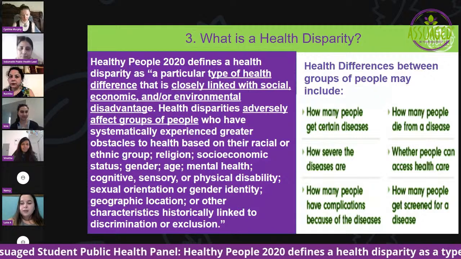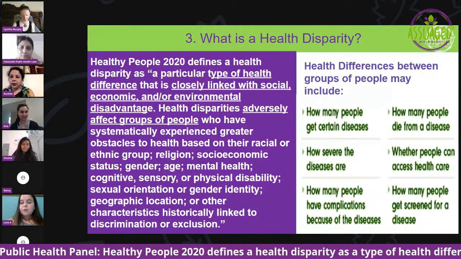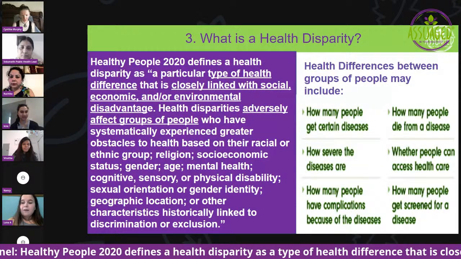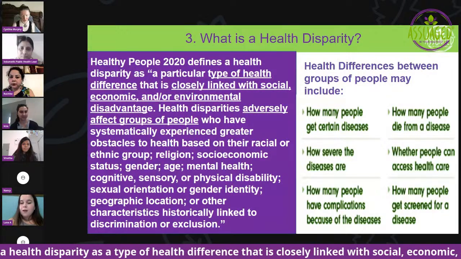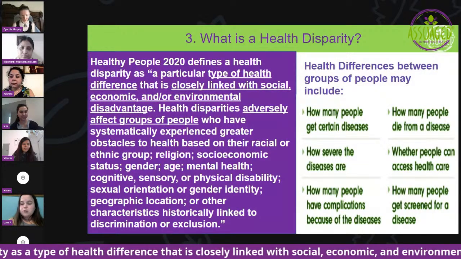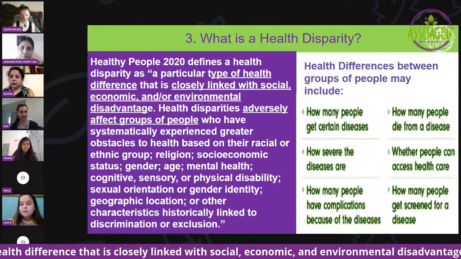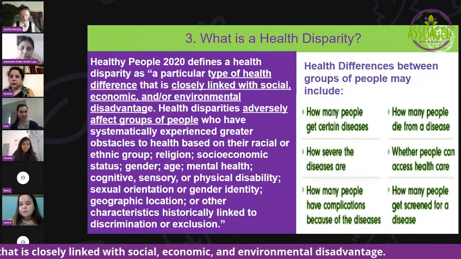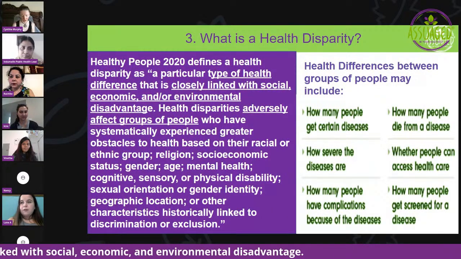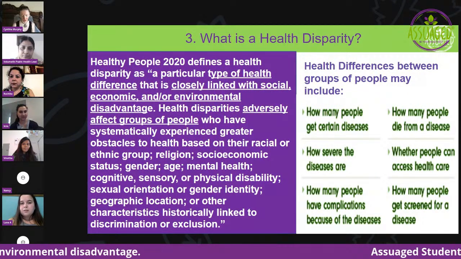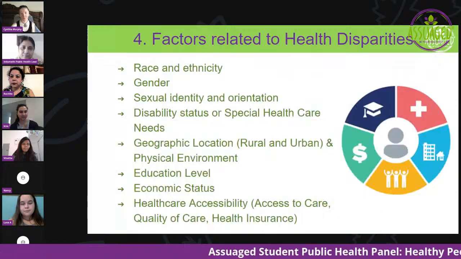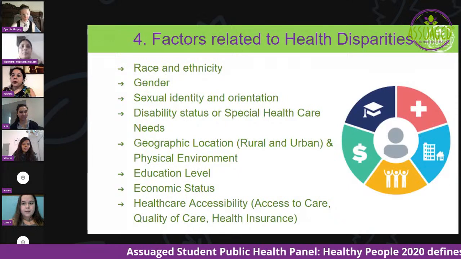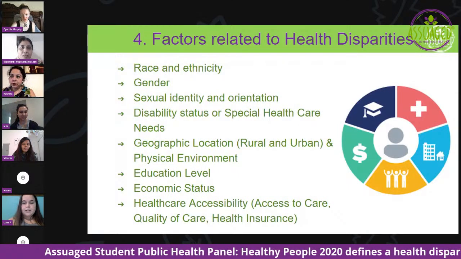It can be due to not having access to insurance or healthcare, or in some cases, even if you have health insurance, you could be really far away from a doctor's office. And then this last question, how many people get screened for a disease? For a lot of diseases, it's really important to have preventative screening. If you're not being preventative, you might not know that you have pre-existing conditions, and those pre-existing conditions with COVID could make you have worse health outcomes. So these are some of the factors related to health disparities.